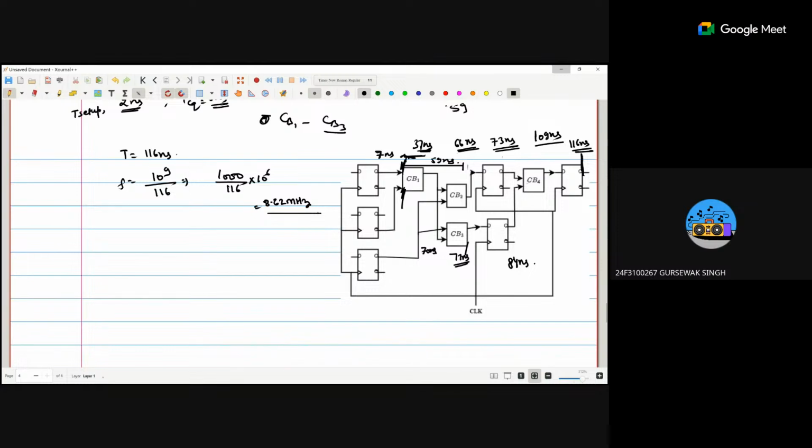So my next question is from the graded assignment from the same week. Question number 2. After the clock arrives at the D flip-flop, what is the earliest time the output Y is guaranteed to be valid and stable?